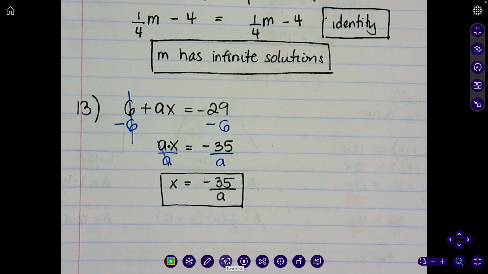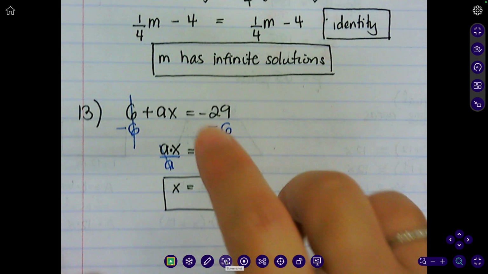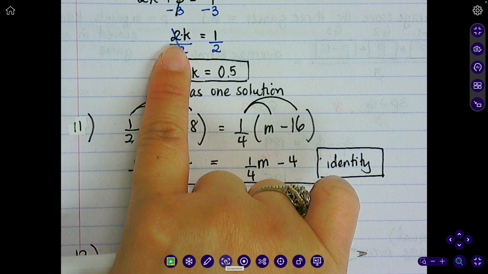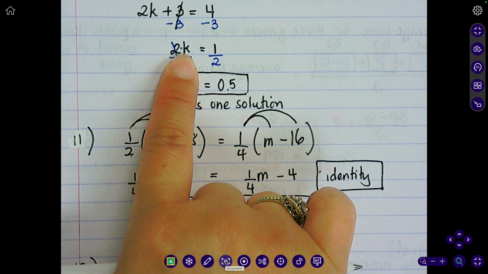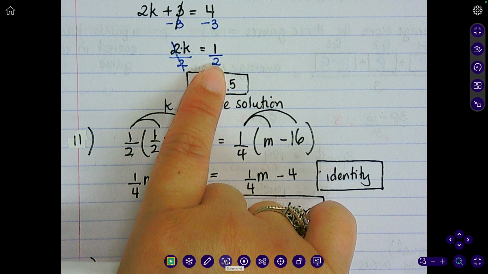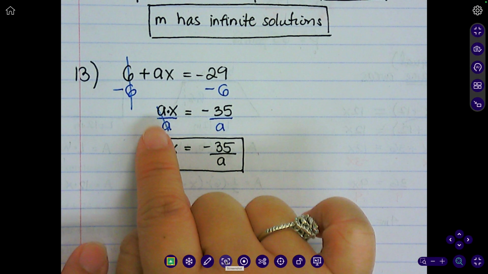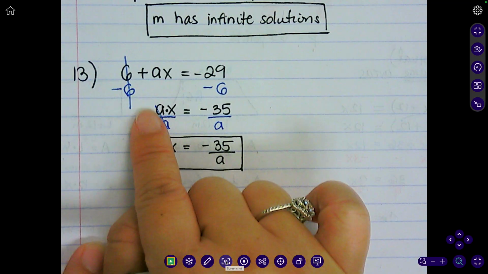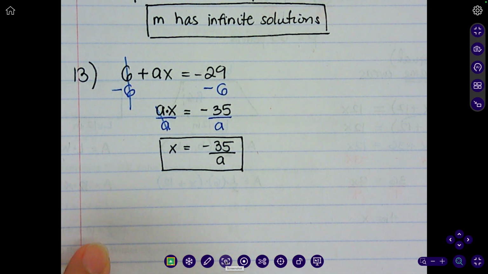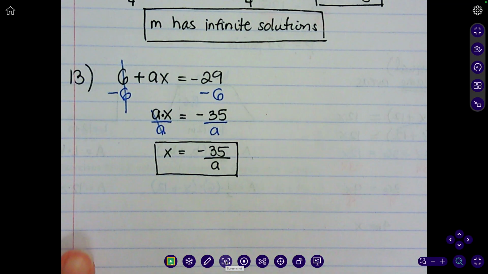Okay? It's not something we're used to because we're used to a being a number. But I want you to see that it does not have to be a number. But the way you solve is the same. Just like here. Do you guys see right there? If you have like 2k, to find k, you divide it by 2. Kind of like that. Here, you have ax. To find x, you divide it by a. Yeah? Same operation, same solving procedure.